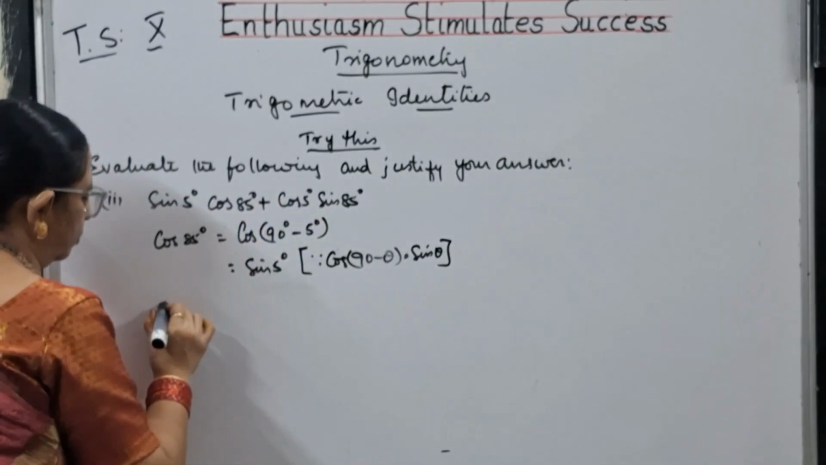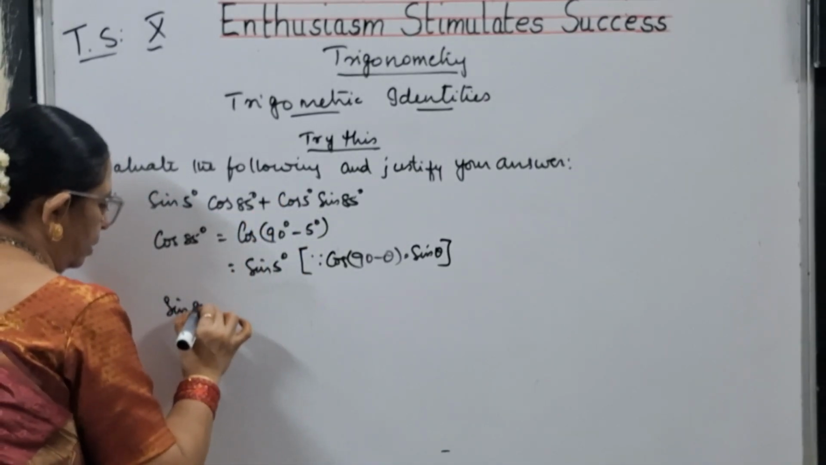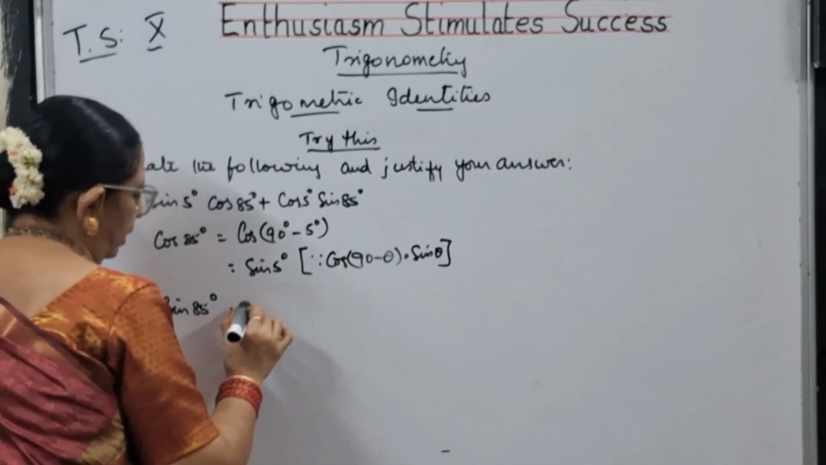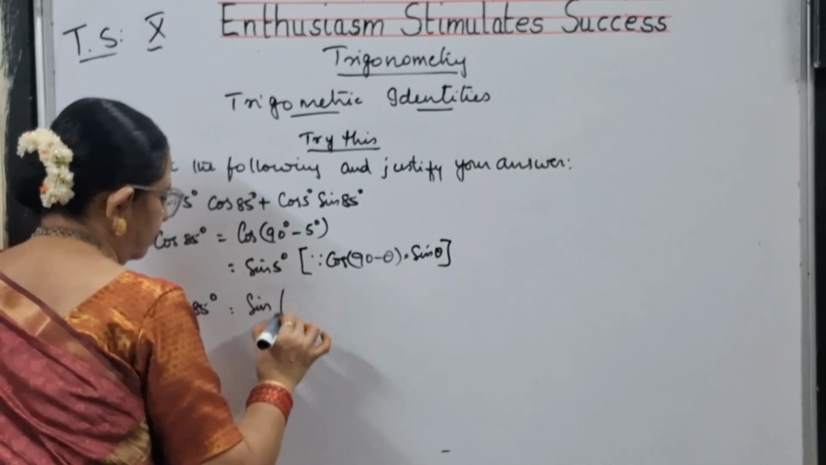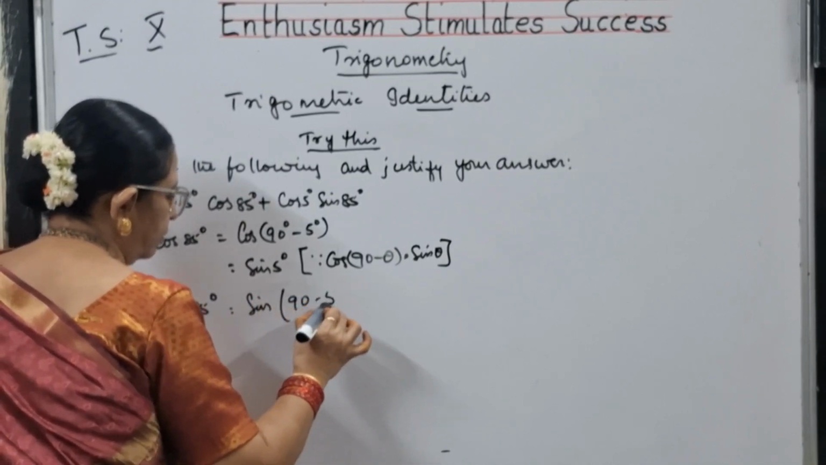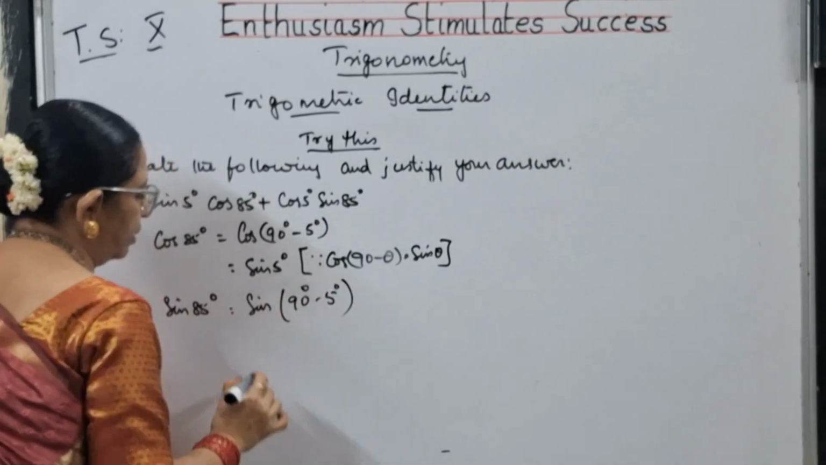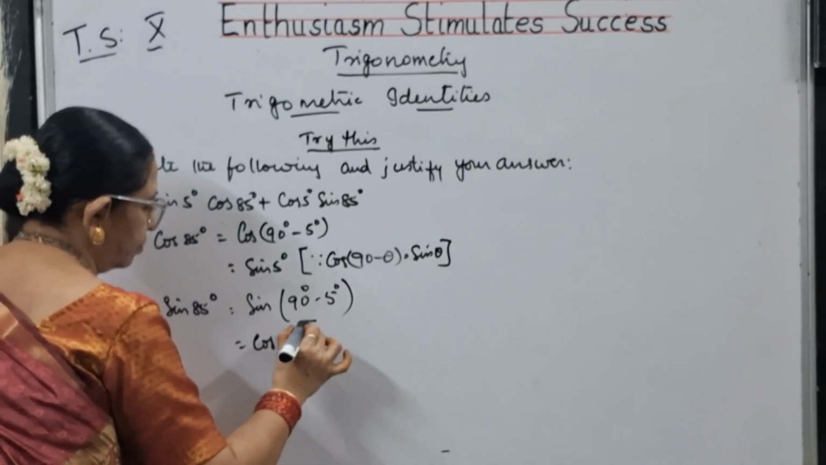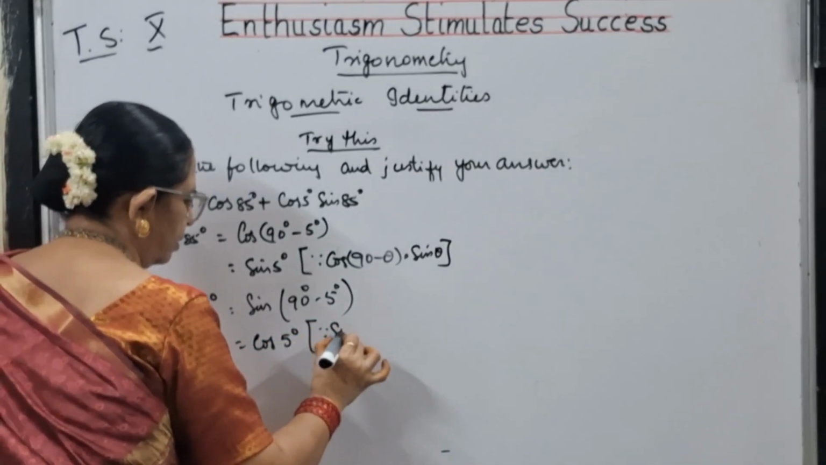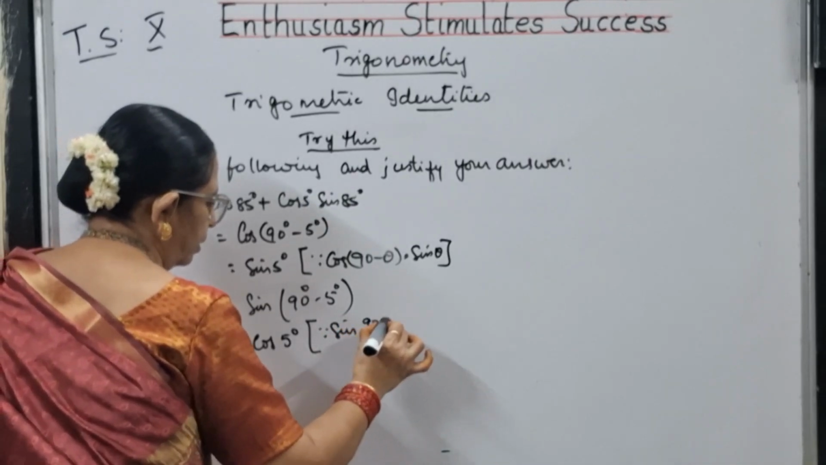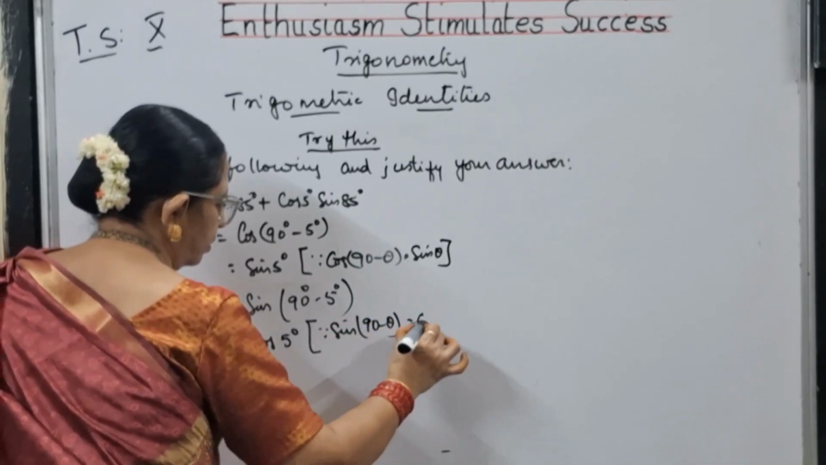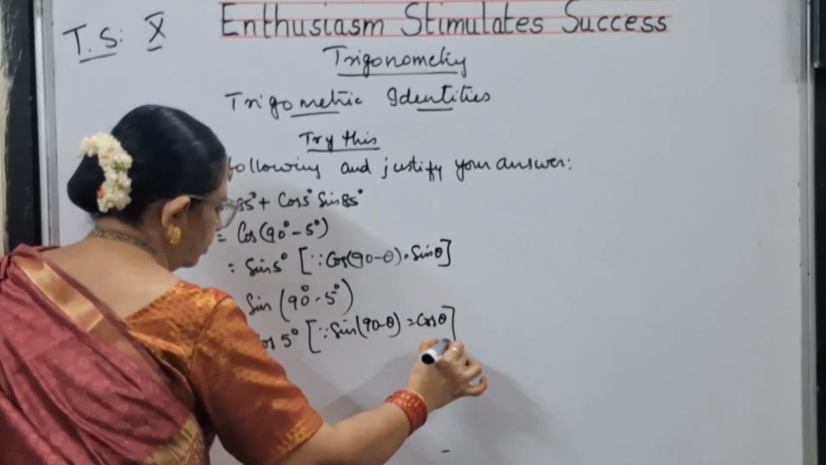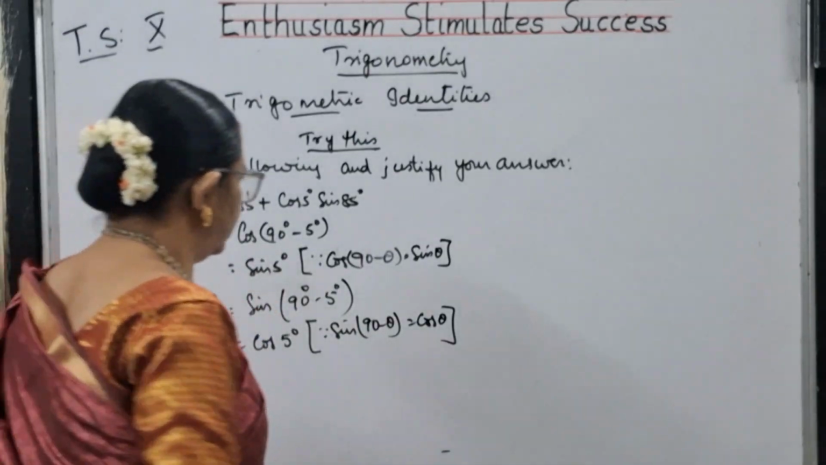Similarly, let us go to sin 85 degrees. Sin 85 degrees can be written as sin of 90 degrees minus 5 degrees. This is nothing but cos 5 degrees. The reason is because sin 90 minus theta is equal to cos theta. Because of this reason, you have written it here.